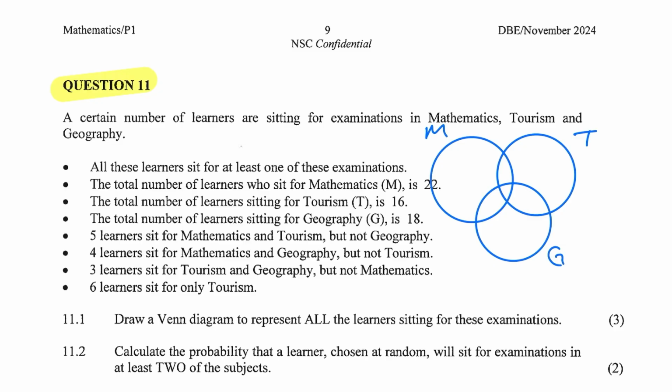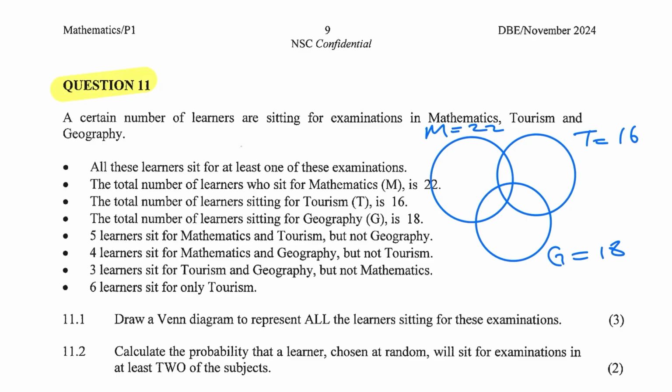Bullet 2 says the total number of learners who sit for mathematics, M, is 22. They say the total number of learners who sit for tourism is 16, so T is 16. And the total number of learners sitting for geography is 18.